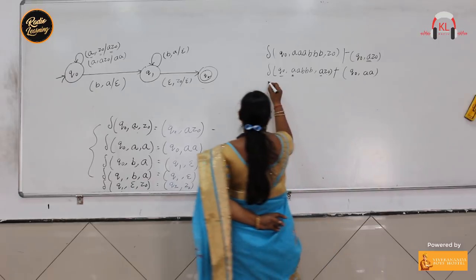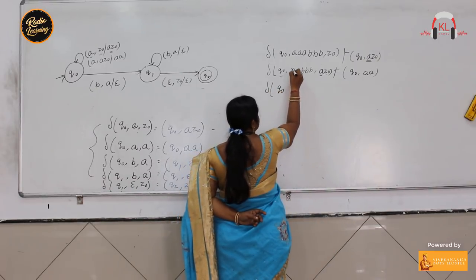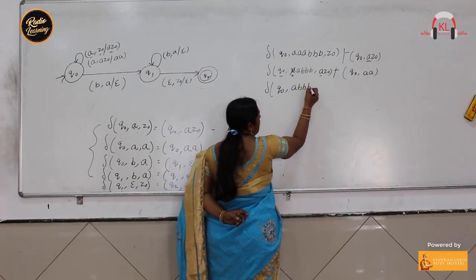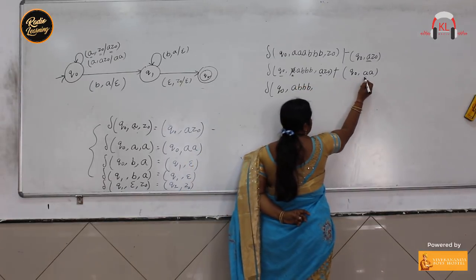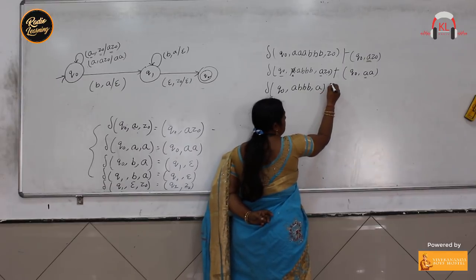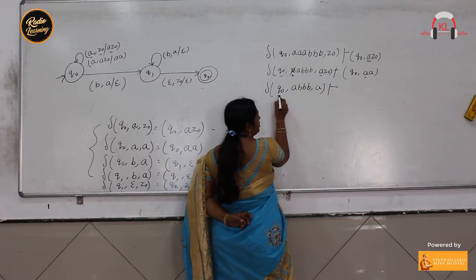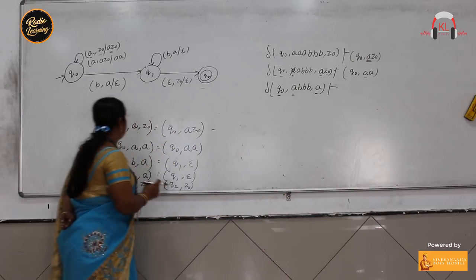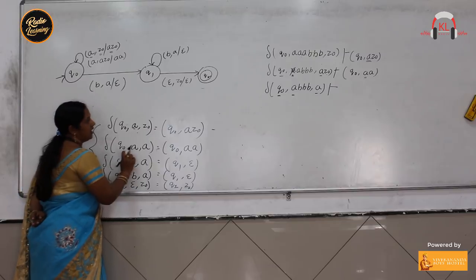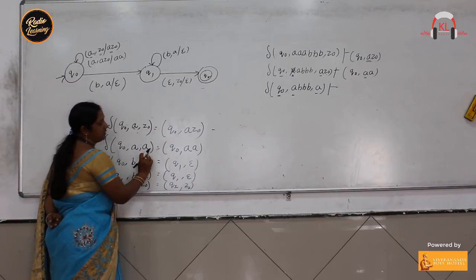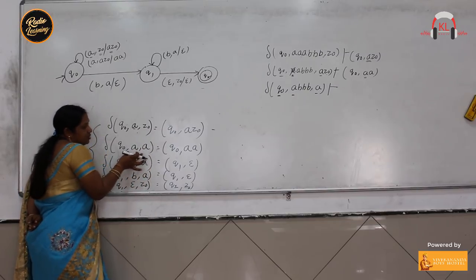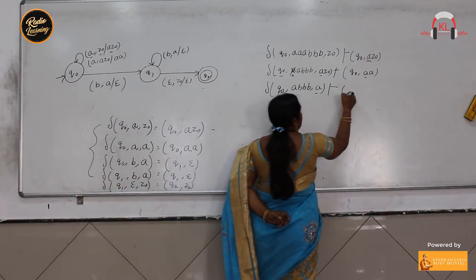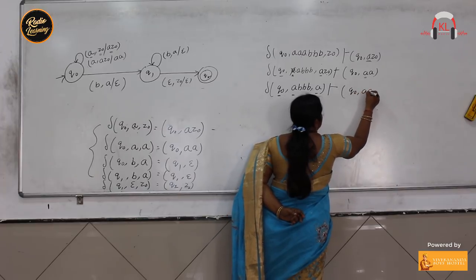Now come here. Now delta Q naught, this A is over. Now what is left here? A, 3B's. What is the top of the stack here? A is the top of the stack. Now here again I am checking Q naught and the input is A and the top of the stack is A. See here in my transition Q naught, the input is A and the top of the stack is A. So whenever you have this, you are pushing that A into the stack. So here the same thing I am doing. Q naught, A is pushed into the stack.